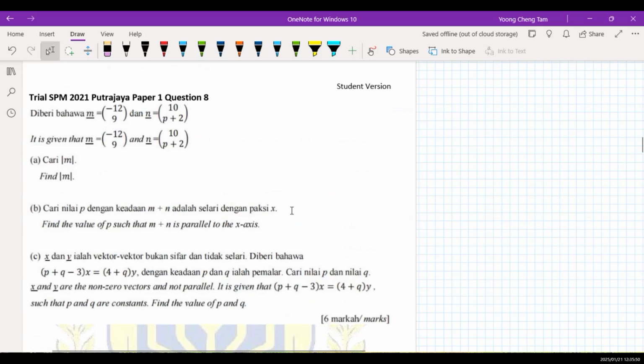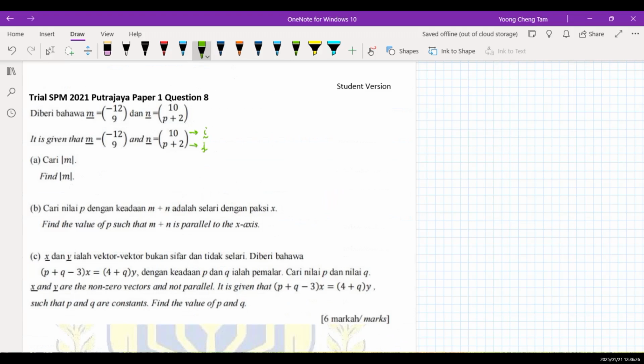This question comes from Putrajaya. It is given that the vector m is (-12, 9) and n is (10, p+2). Remember, this type of vector is represented by i and j, right? The top number is i and the bottom number is j, vector i and vector j. So I label it first: the top number is represented by vector i, and the bottom number is represented by vector j.